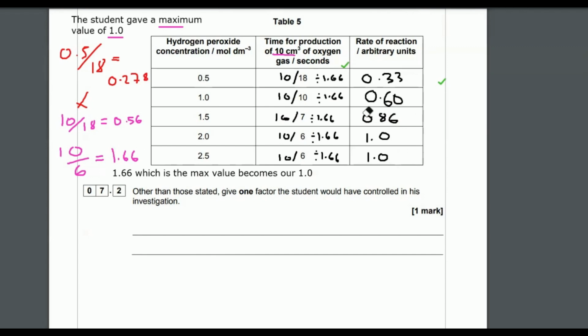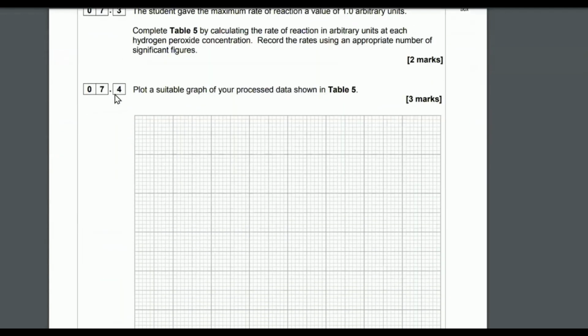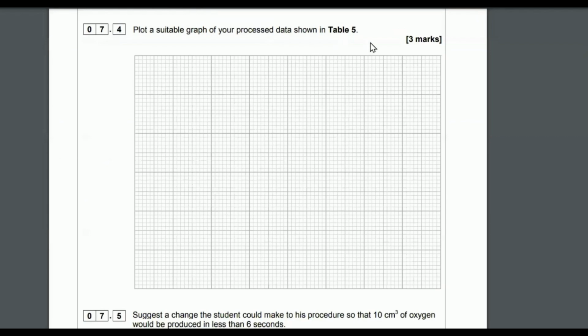So the first mark was quite easy. You just do 10 centimeters cubed of oxygen over the time taken to find out how many centimeters cubed per second, and then for the second mark, you had to convert using 1.66 as 1, the maximum value.